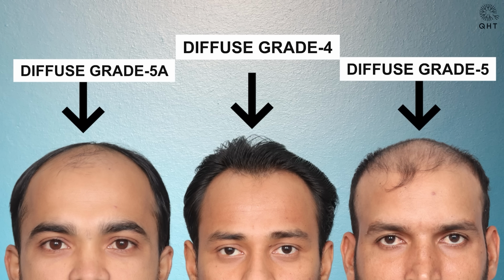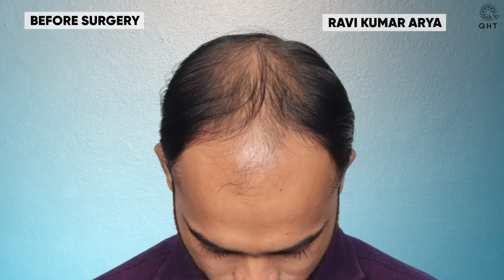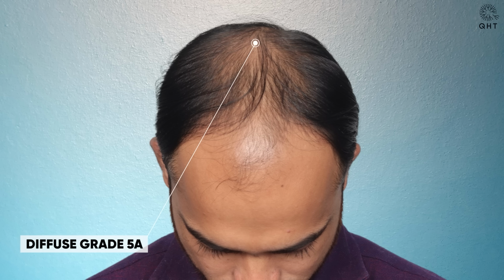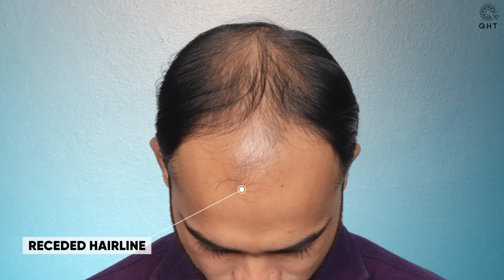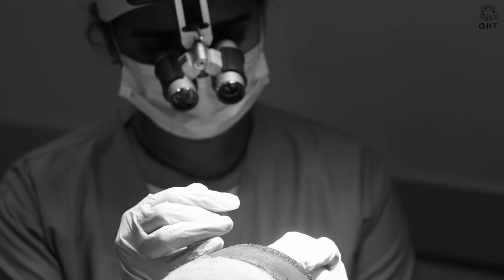Let us now take you through the initial conditions of our 3 patients, each representing a unique journey and a different stage of diffuse pattern baldness. Our first patient, Mr. Ravi Kumar Arya, was struggling with diffuse grade 5A baldness. His hairline had completely receded, leaving the entire frontal zone empty. There was significant thinning in both the mid-scalp and crown regions, making it clear that a high graft count and comprehensive planning were essential to restore a natural look.